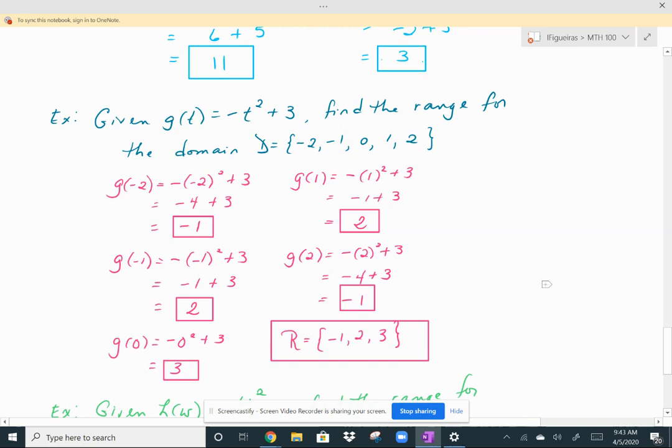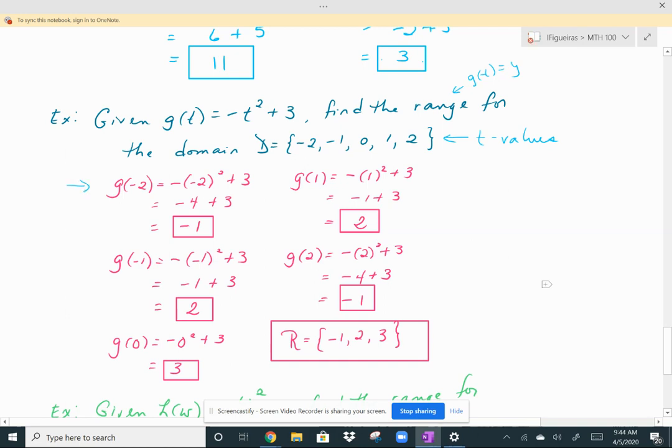So the question is to find the range for the given domain. Remember here, the domain are the t values, and the range are the g of t, which is the same as the y values. All right, so we do that work below. First, I plug in the first value in the domain, g of negative 2.